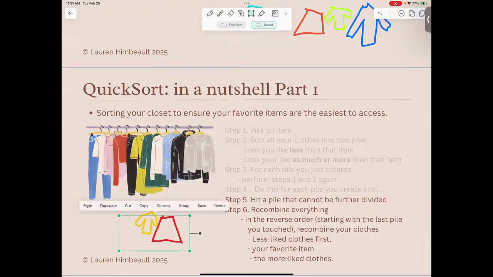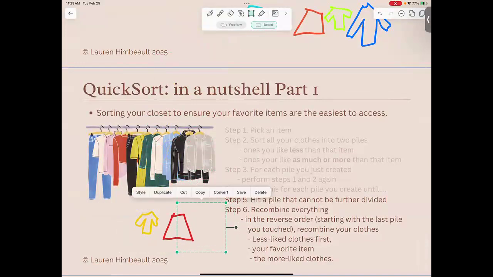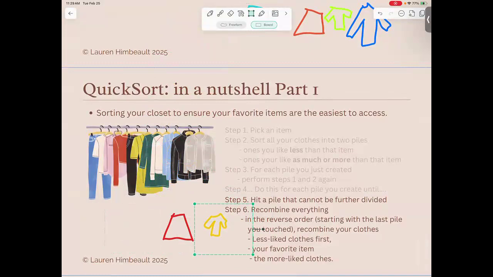So if we imagine taking this pile, we took this item and said, well, we like this shirt more. Now we're going to go into this pile. Oh, it's empty. We go into this pile. Oh, there's only one thing. We can't divide that any further. We've hit piles here that cannot be further divided. So now we start our conquer step, right? Divide and conquer. We recombine everything in the reverse order. So starting with the very last pile that you touched, you're going to start recombining your clothes.